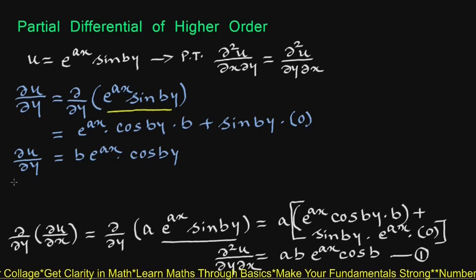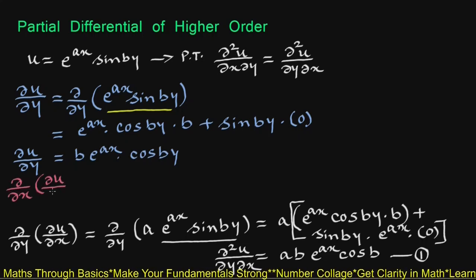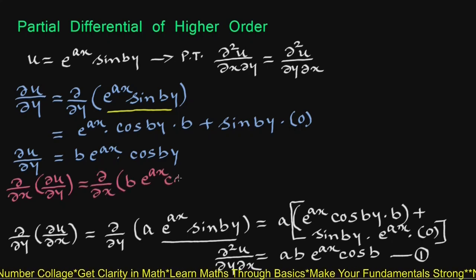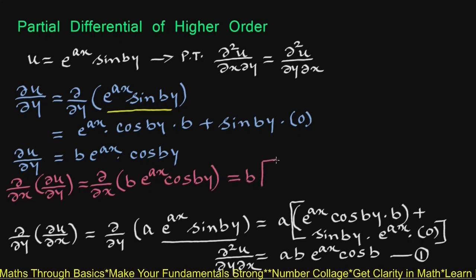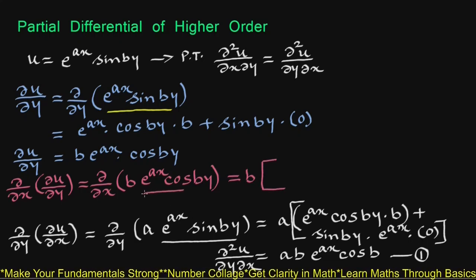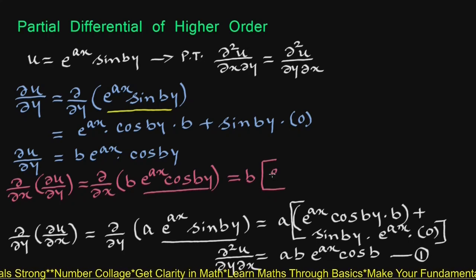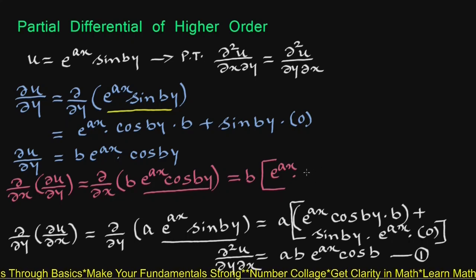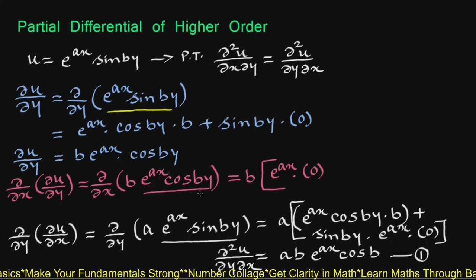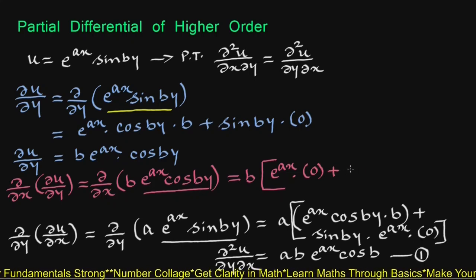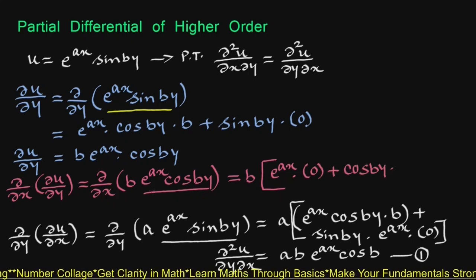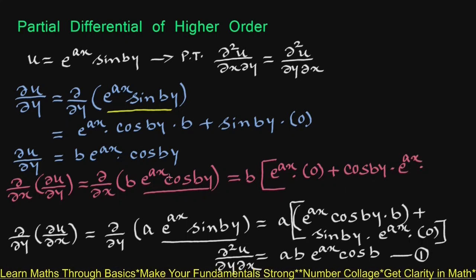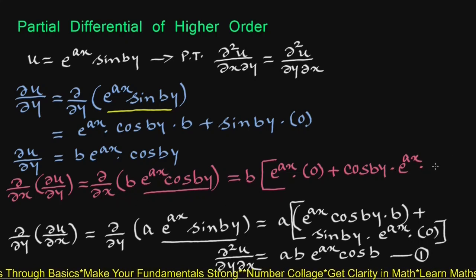Next we have to find ∂/∂x of ∂u/∂y, which is ∂/∂x of b e^(ax) cos by. This will be b into the partial derivative of e^(ax) cos by. So the first function e^(ax) into the partial derivative of cos by with respect to x will be 0 because it is a function of y, plus the second function cos by into the partial derivative of e^(ax), which will be e^(ax) into the partial derivative of ax with respect to x, which is a.